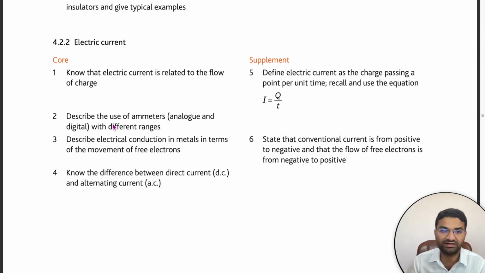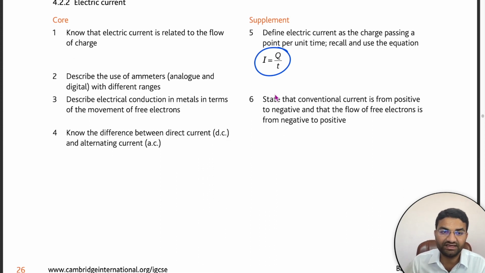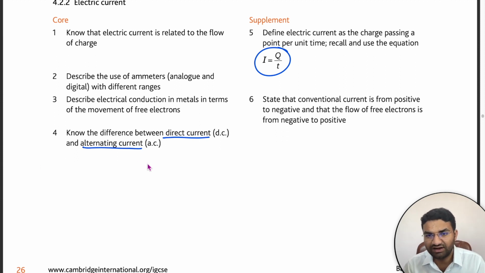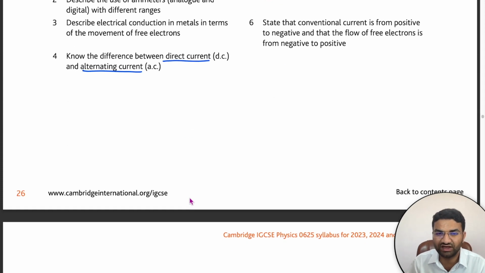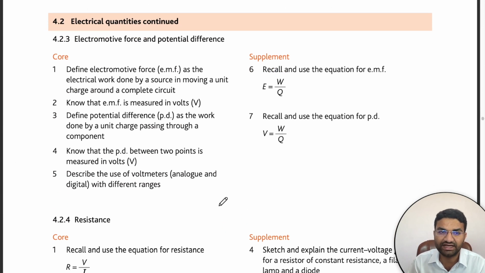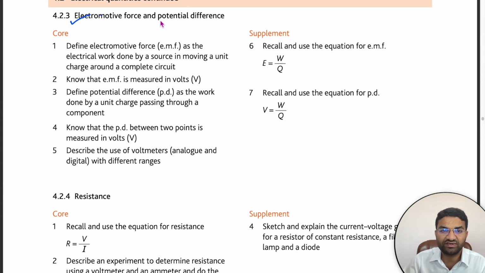Then electric current. For an extended student, the formula I is equal to Q over t, and questions relating to the formula. Then next, the difference between direct current and alternating current. These concepts are there for both core as well as extended students. And for an extended student, they have some numerical extra questions on electricity, and those are straightforward questions, very easy to tackle. Then next, electromotive force and potential difference. For both core and extended students, you have to understand electromotive force. Then what a potential difference is, you have to define them, and you have to understand their units.